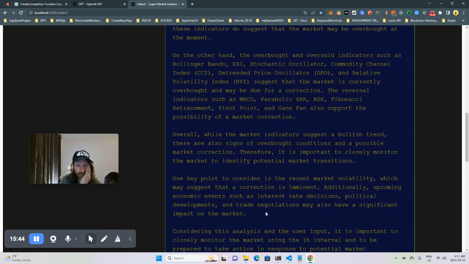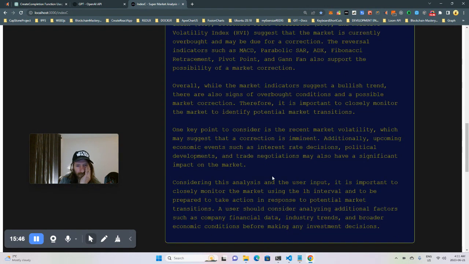Therefore, it is important to closely monitor the market to identify potential market transitions. One key point to consider is the recent market volatility, which may suggest that a correction is imminent. Additionally, upcoming economic events such as interest rate decisions, political developments, and trade negotiations may also have a significant impact on the market. Considering this analysis and the user input, it is important to closely monitor the market using the 1H interval and to be prepared to take action in response to potential market transitions. A user should consider analyzing additional factors such as company financial data, industry trends, and broader economic conditions before making any investment decisions.